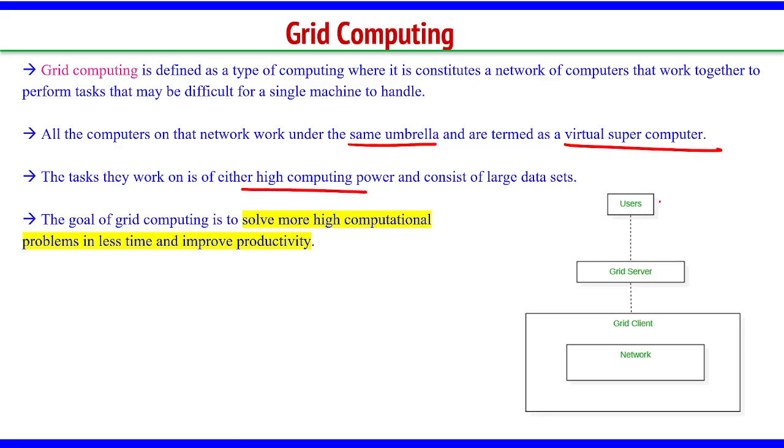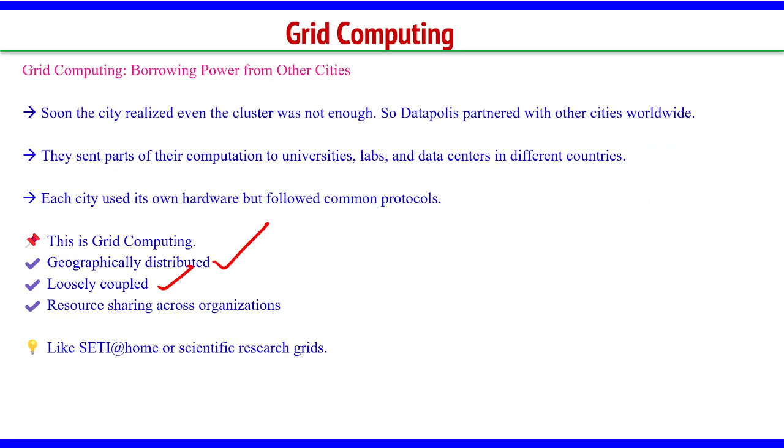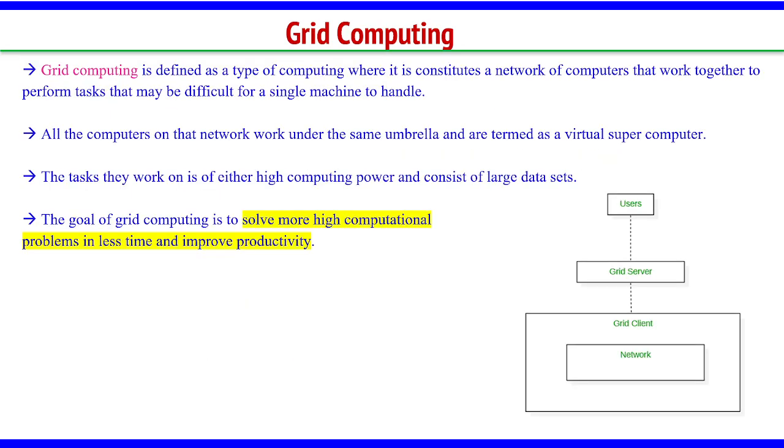See, users, grid servers. So, the user can see only this part, the grid server. In the backend, the grid clients could be many. They are from different organizations. So, in this example, borrowing from others, okay, sharing resources across the organizations. This is about grid computing.